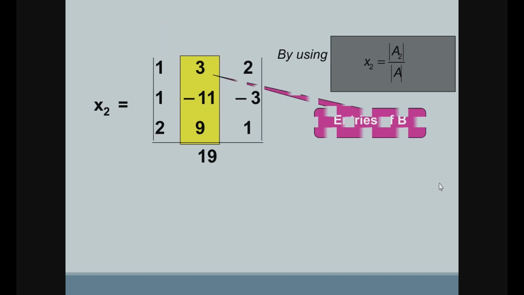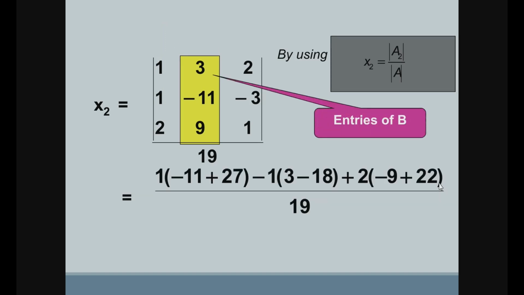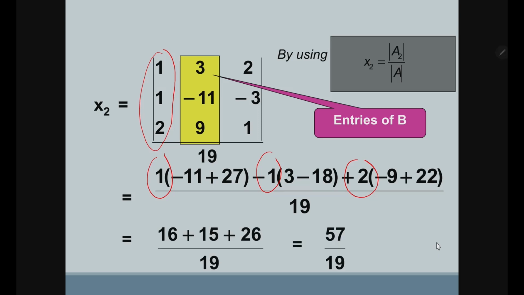To get the value of x2, we replace the second column by the entries of B. We use the first column here. You can use any column or any row to get the determinant. Then we find the minor to solve this one. We can get the value of x2 is equal to 3.